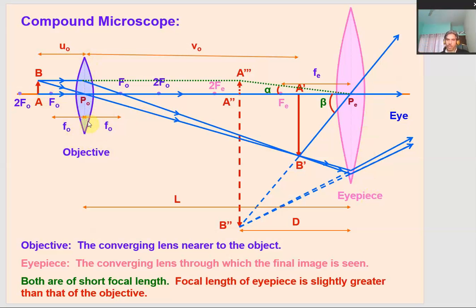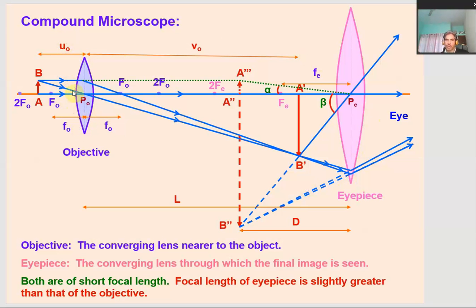Whereas in case of the eye lens, which is also called the eyepiece, we make use of a lens of short focal length but of large aperture. In this case the aperture of the lens is large but still the focal length is short. So in a compound microscope, the object lens is of short aperture and short focal length, and the eye lens or eyepiece is of short focal length but large aperture. So this is the requirement for a compound microscope.